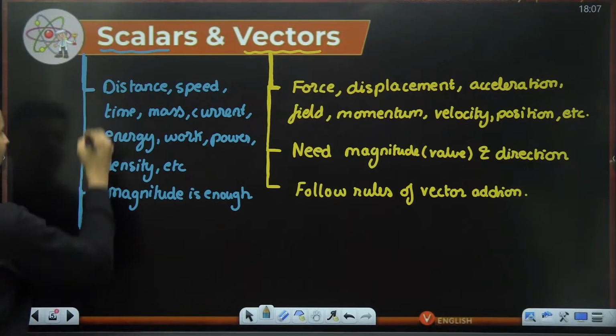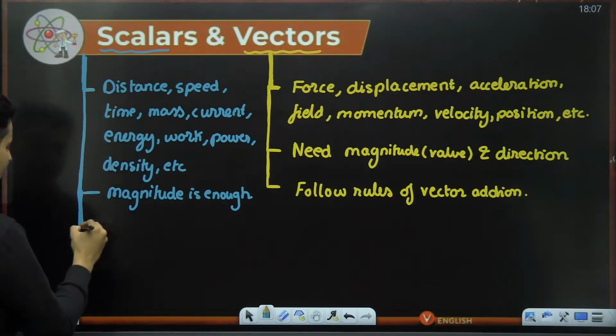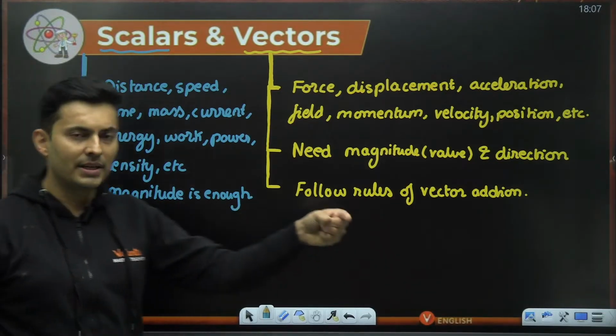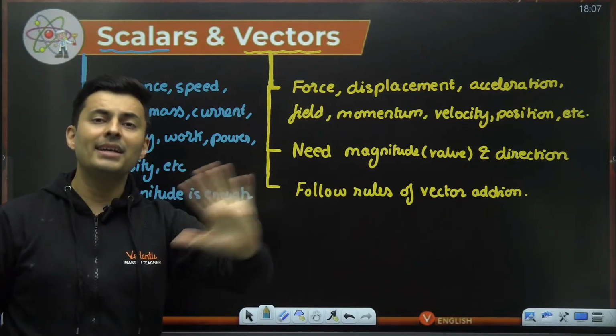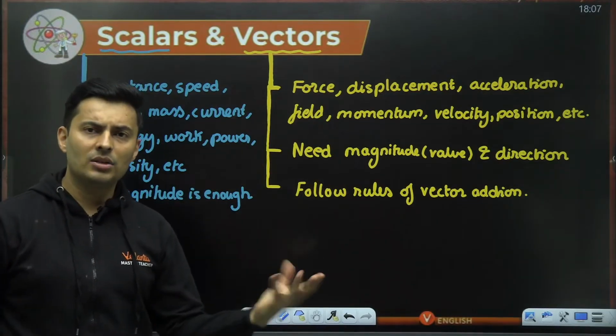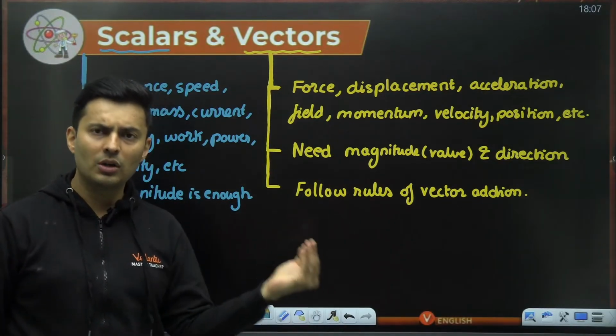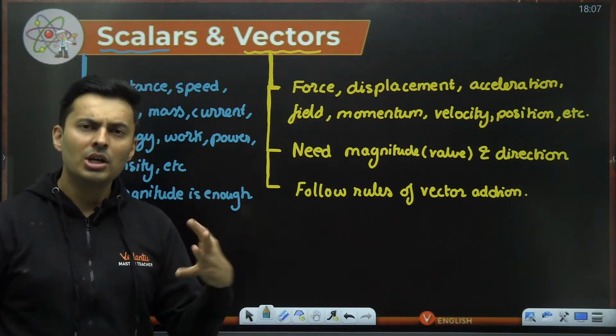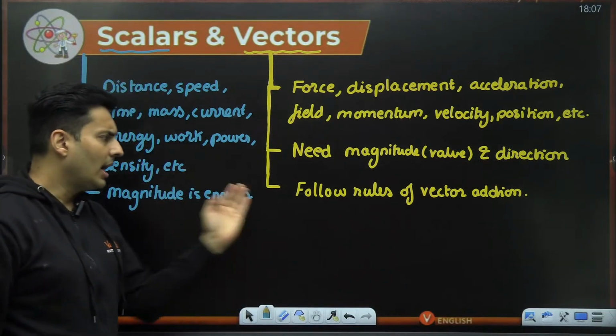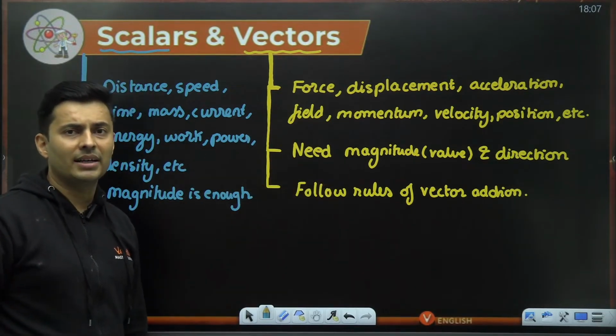Like for example, current has direction. Current flows in a wire in one direction, but nobody gives the direction of the current. It is understood it goes from high potential to low potential, or from positive to negative in a wire. So that is one thing, and it doesn't even follow the rules of vector addition.